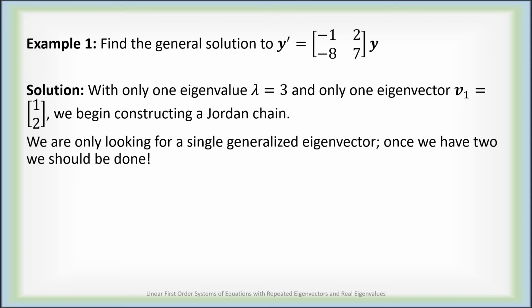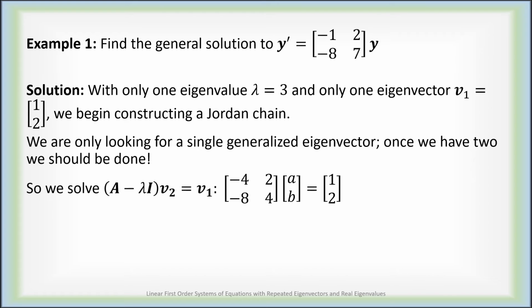Now note, we're actually only looking for one generalized eigenvector, because then we would have two generalized eigenvectors, and since we have a 2 by 2 system, that would mean we're done. So we solve (A minus lambda I) v2 equals v1. So here is A minus lambda I. Lambda is 3, so I simply subtract 3 off the diagonal of my original matrix.